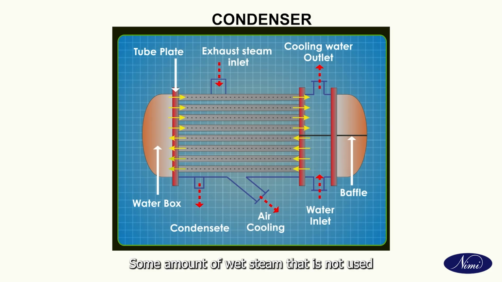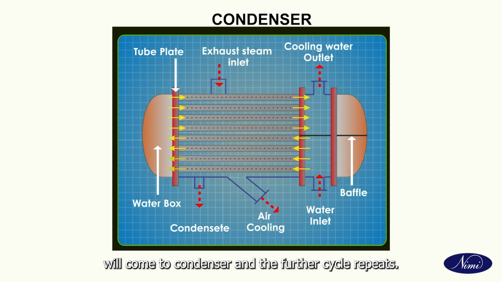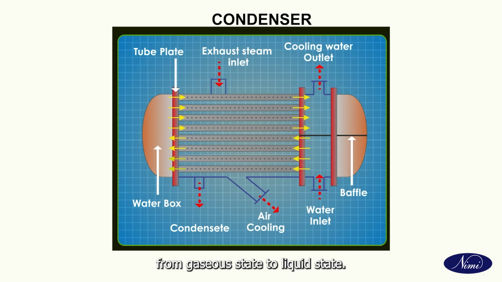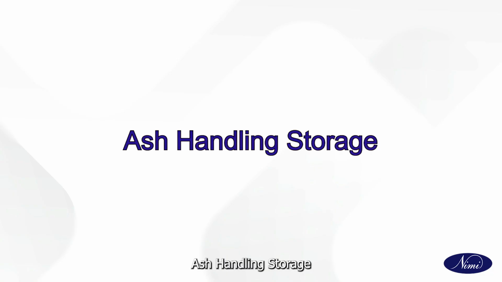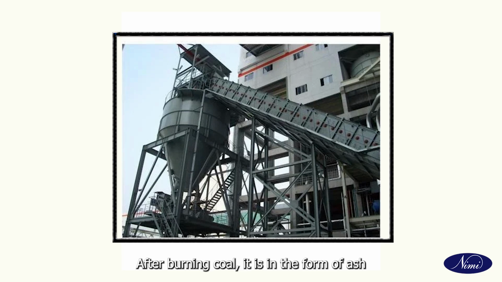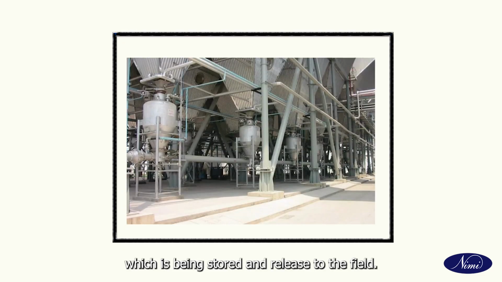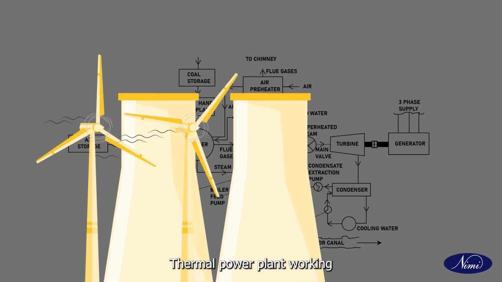Condenser. Some amount of wet steam that is not used will come to the condenser and the cycle repeats. The main function of the condenser is to condense the fluid from gaseous state to liquid state. Ash handling storage. After burning coal, it is in the form of ash which is stored and released to the field.